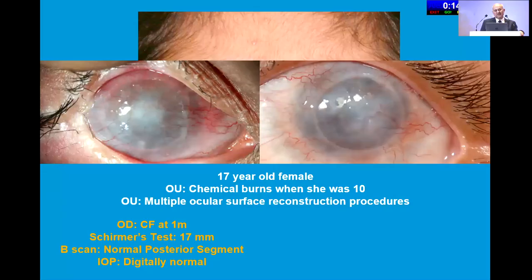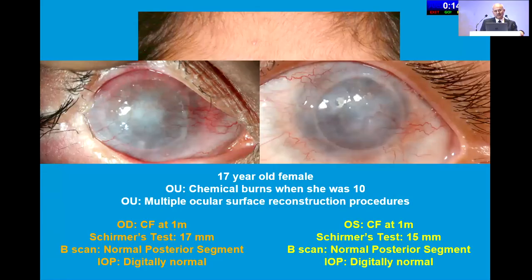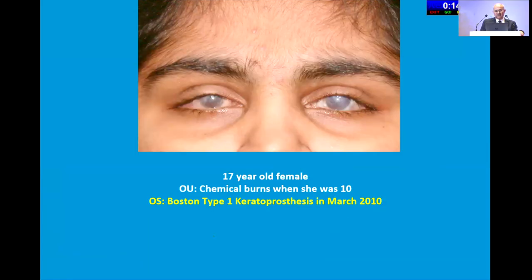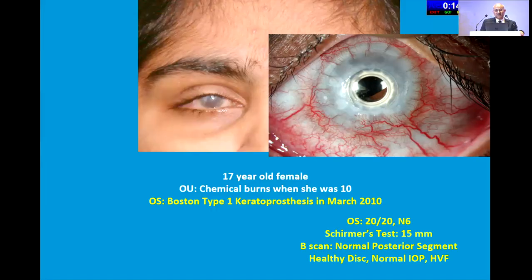And she becomes like this in both eyes. So in 2009, we did a Boston type 1 K-Pro, and with that she is able to see 20/20 in the left eye, and she continued to have good vision for the next several years that I was following her.